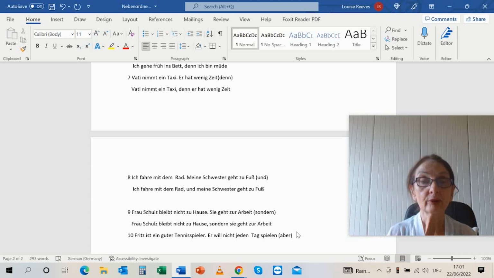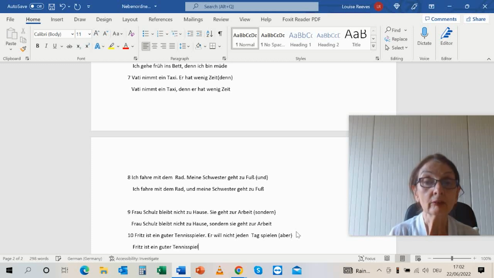Number 10 and the last one. Fritz ist ein guter Tennisspieler. Unfortunately, you see, I can't see your faces. So I have to rely on maybe giving me the odd comment if you go and you just write something and tell me if I'm explaining these properly so that you can understand.